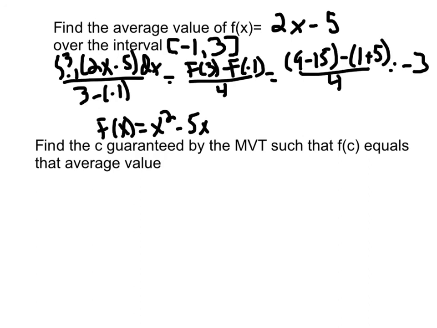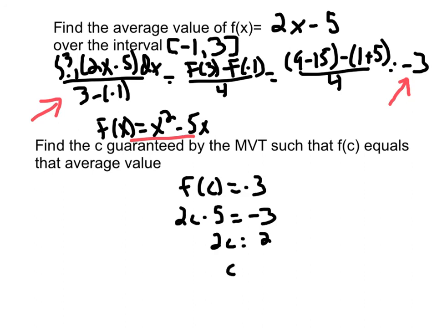Here's my work for the average value. I plugged it into the average value formula, found the antiderivative here, found big F of 3 and big F of -1, and got an average value of -3. To find the c guaranteed by the mean value theorem, I take f of c, I set it equal to -3. I plug in c to my little f function, and I find c is equal to -1.